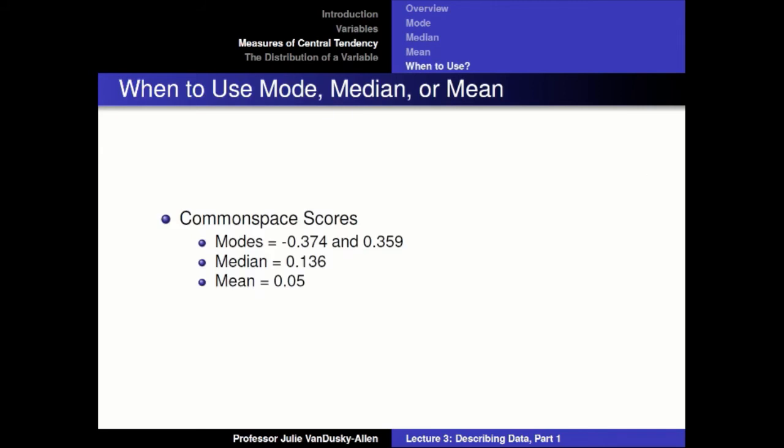So, in sum, there are 3 different measures of central tendency, the mode, median, and mean, and all 3 measures give us different values, as in the common space score example, leading us to draw different conclusions about the average or typical case of a variable. So when do we use these 3 different measures?